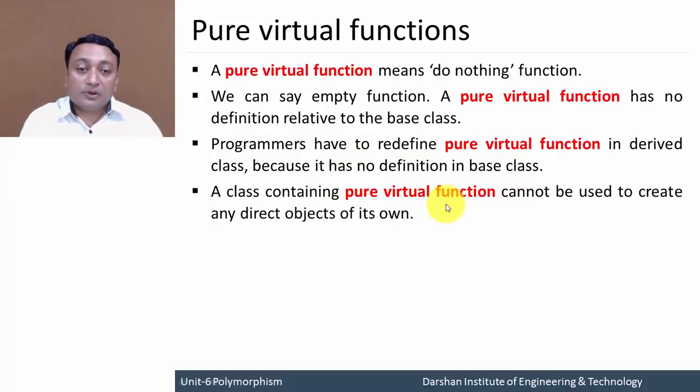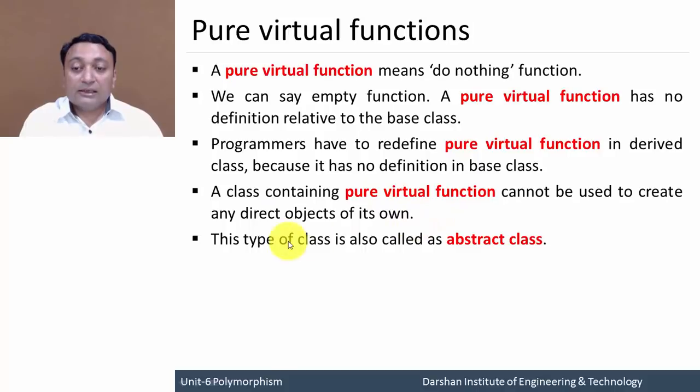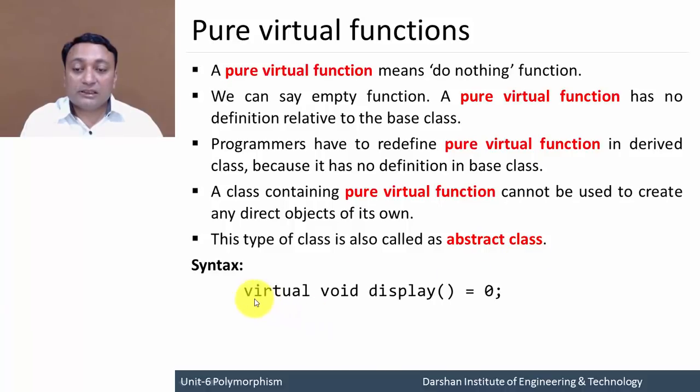A class containing a pure virtual function cannot be used to create any direct objects of its own. That means if you have a class with a pure virtual function, you cannot create an object of that class. This type of class is called an abstract class. So here is the syntax of a pure virtual function. Either you can write virtual, then your function name equals 0, or virtual, your function and an empty definition.